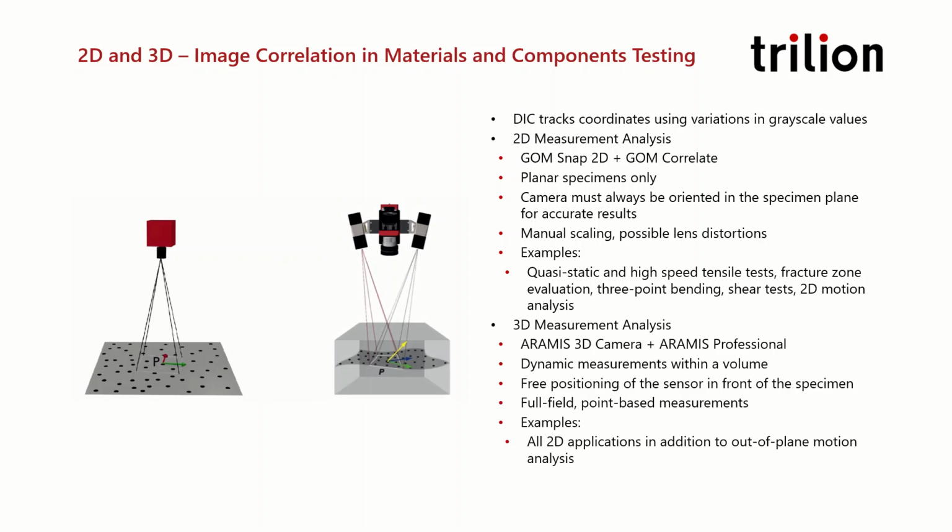3D measurements, on the other hand, are done using ARAMIS 3D cameras along with the ARAMIS professional software. Using a stereo camera system, meaning 2 cameras, allows for full field point-based dynamic measurements within a volume. The sensor system can be placed freely anywhere in front of the specimen. 3D DIC is recommended over 2D because it can be used for all the applications mentioned for 2D measurements, in addition to being more flexible and also providing out-of-plane motion analysis.